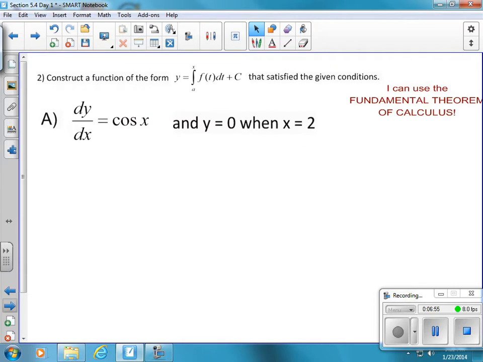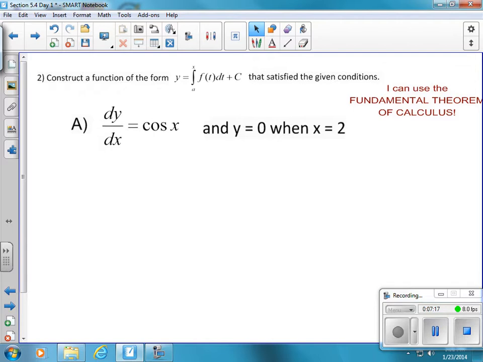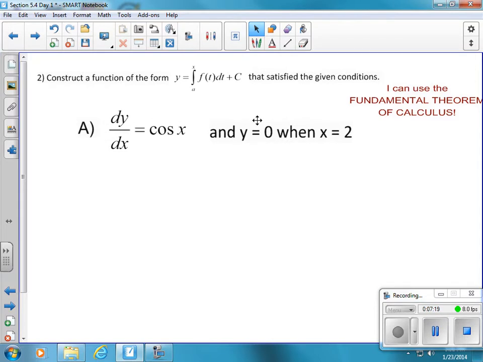Now we're going to construct a function of the form y equals the integral from a to x of a function plus c, and we want to satisfy these given conditions. All right, so what we have to do to construct a function that looks like this is, first of all, we need to get y equals.